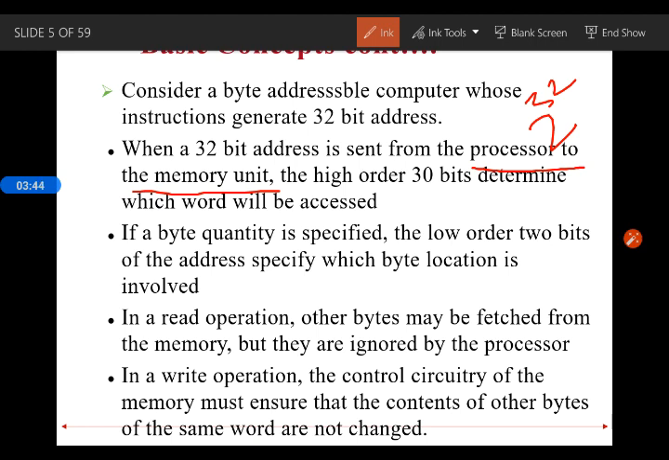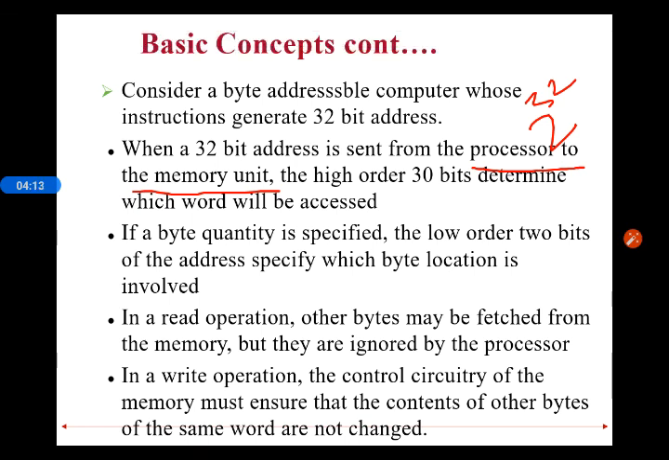If a byte quantity is specified, because it is byte addressable, 2 bits are used, that means a word contains 4 bytes. So if a byte quantity is specified, the lower order 2 bits of the address specify which byte location is involved. In a read operation, other bytes may be fetched from the memory, but they are ignored by the processor.